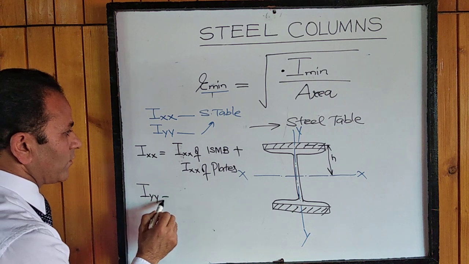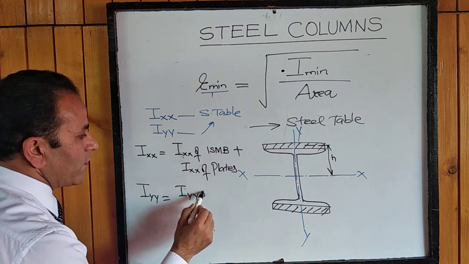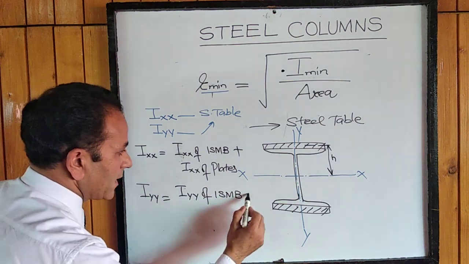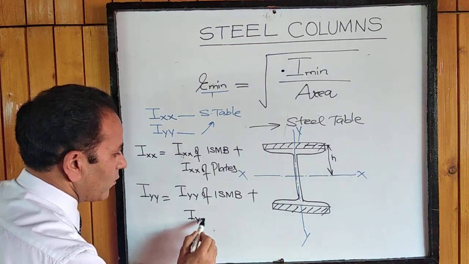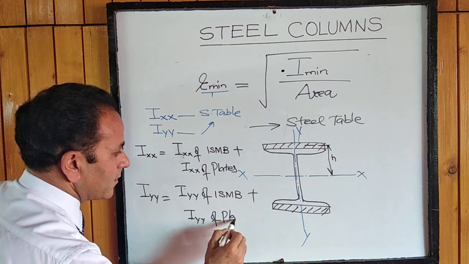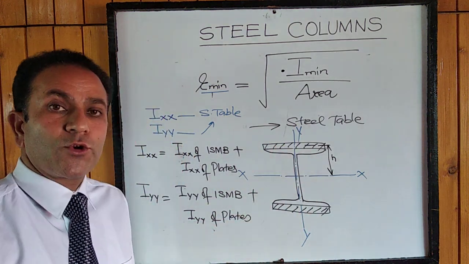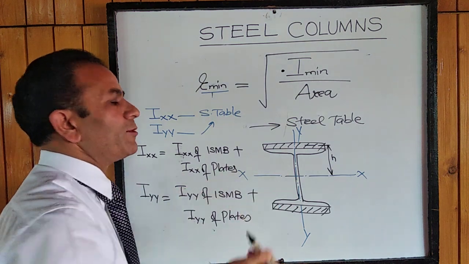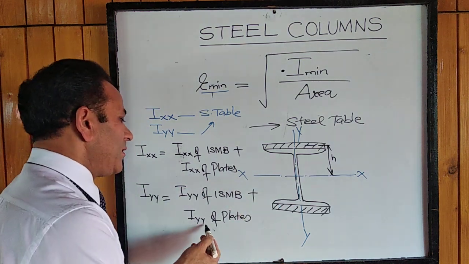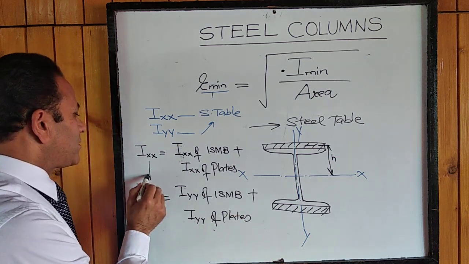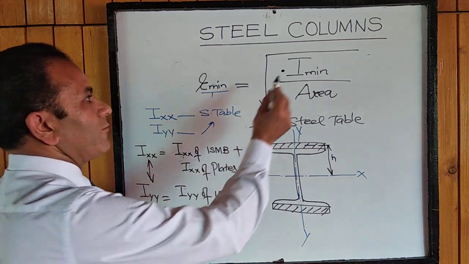Then we go for IYY. This will be IYY of the section ISMB or ISHB, whatever is provided, plus IYY of the plates. Now since the centroidal y-axis coincides with that of the plates, there will be no parallel axis theorem here. It will only be dB cube by 12 for two plates. So we'll have to find out which is the minimum one that we'll use here.